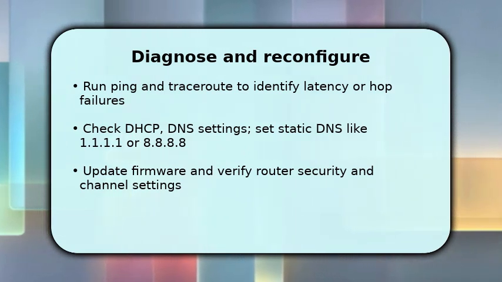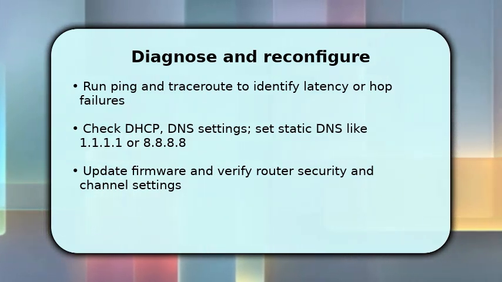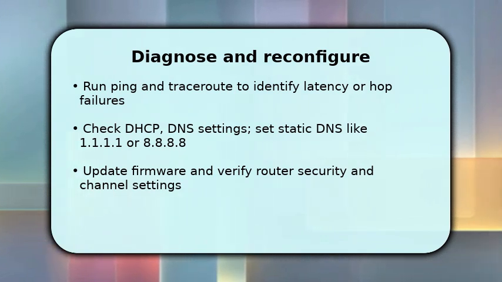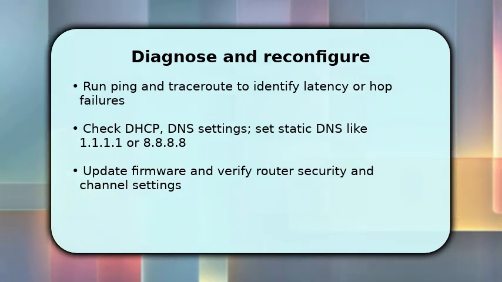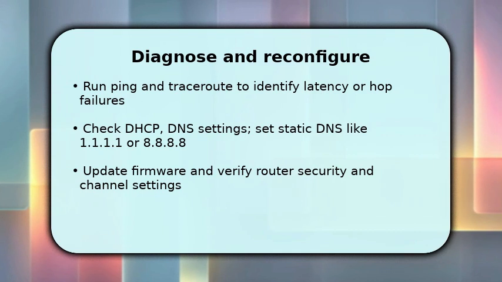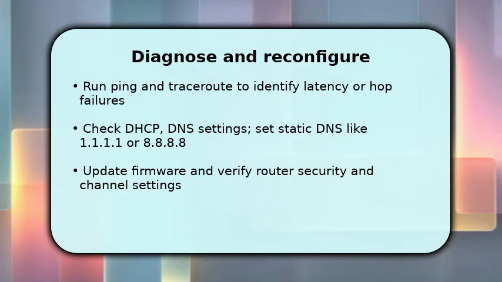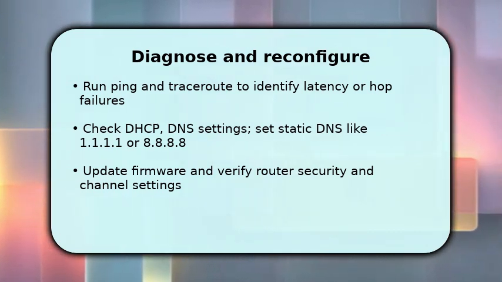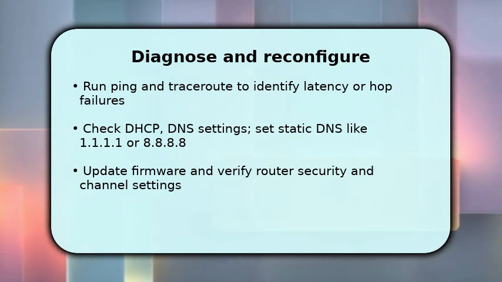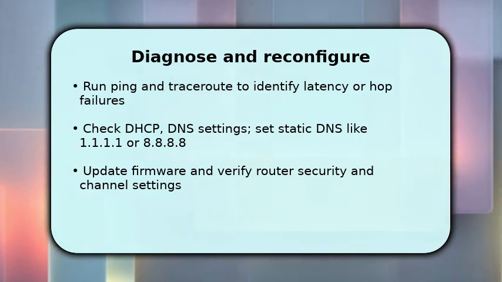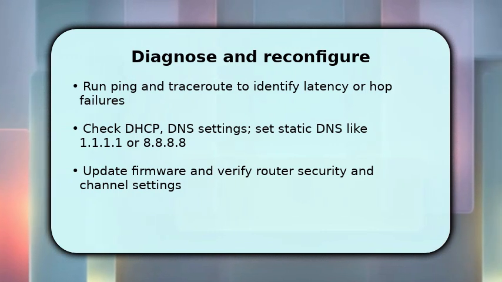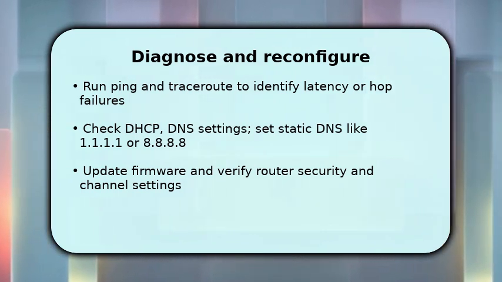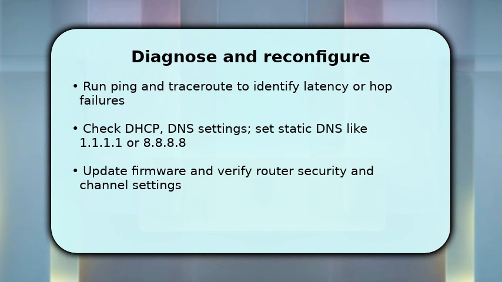Next, inspect DHCP and DNS on the router. A bad DNS causes apparent outages, so try static DNS such as 1.1.1.1 or 8.8.8.8 to confirm. Update firmware to fix known bugs, and adjust wireless channels or security settings to reduce interference. Doing this fixes many mid-level connectivity problems.